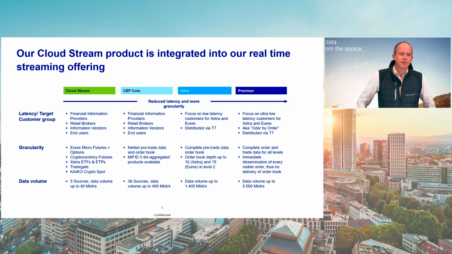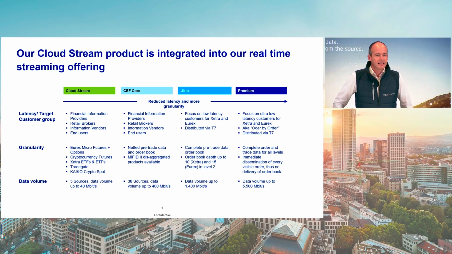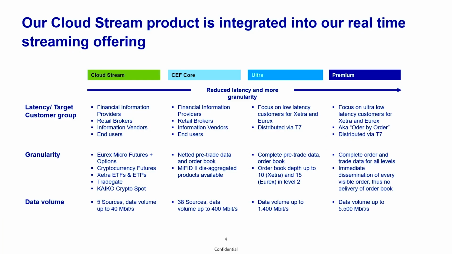Next, the Ultra feed. The Ultra feed doesn't have the complexity of the premium feed. Here you really get an order book, and you don't get any unnecessary levels. It's limited to level 10 for Xetra and level 15 for Eurex. The data volume here is just a third of the data volume of the premium feed. Next in this line, the CEF core feed. What is CEF? Consolidated exchange feed. Here it's not just one exchange, it's 83 different sources.